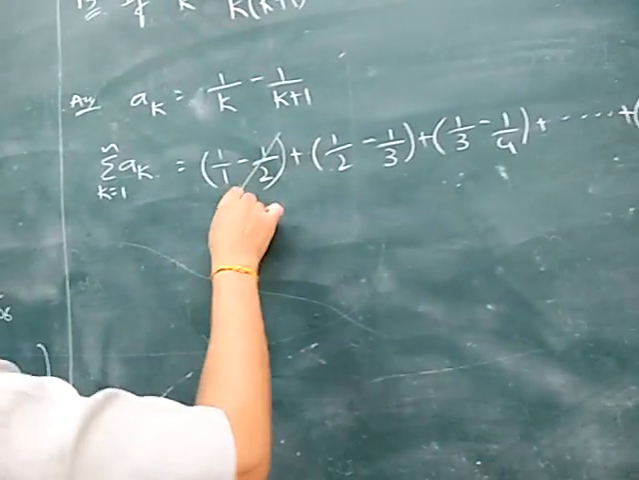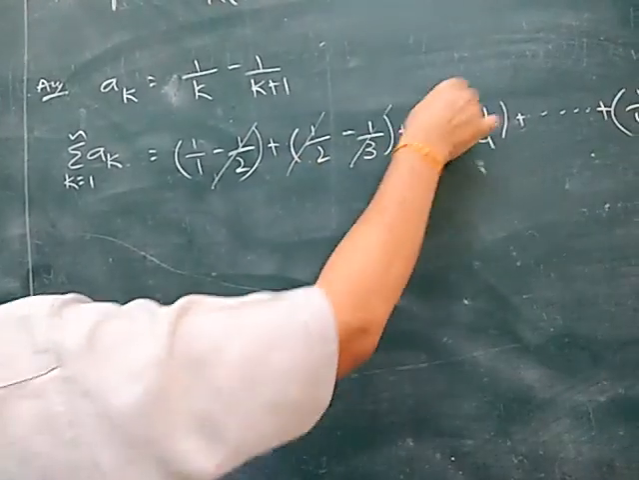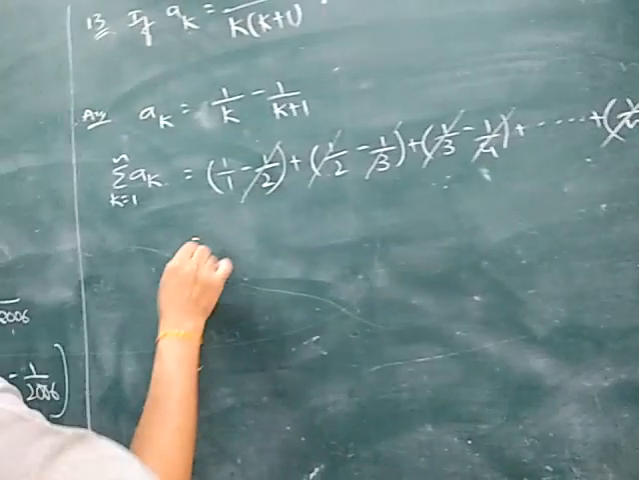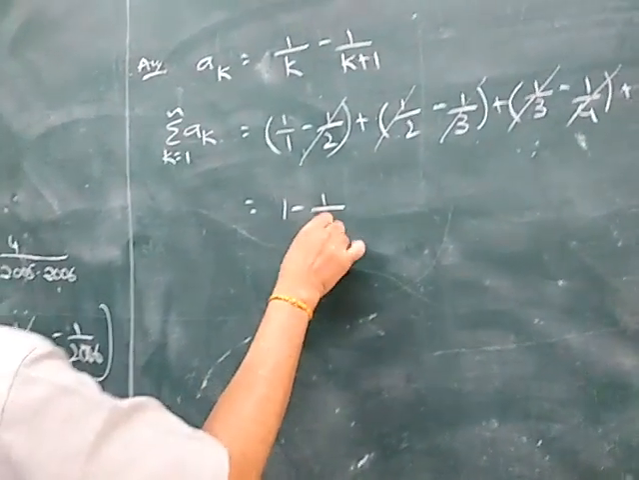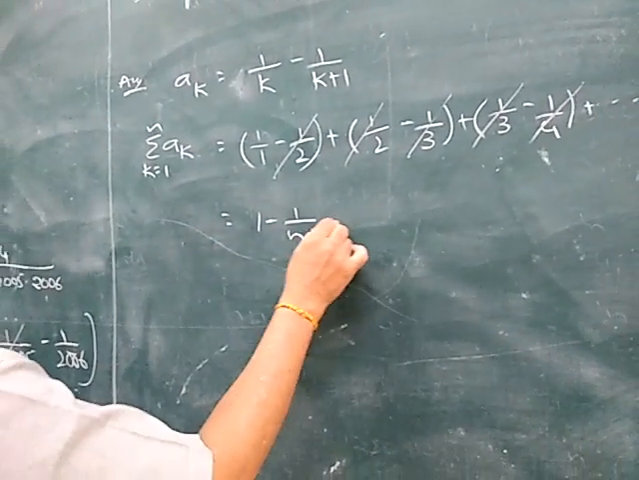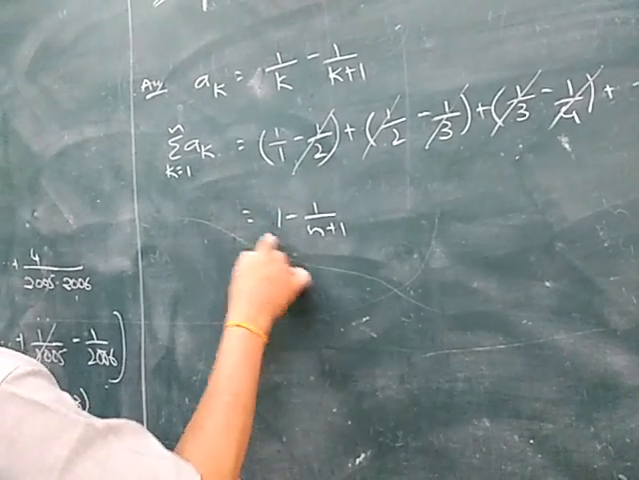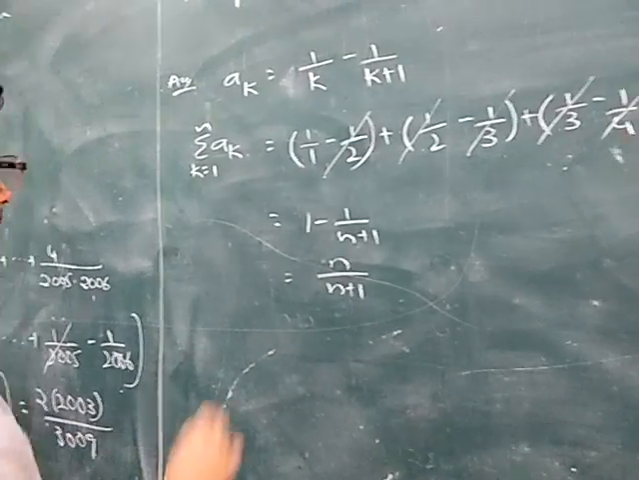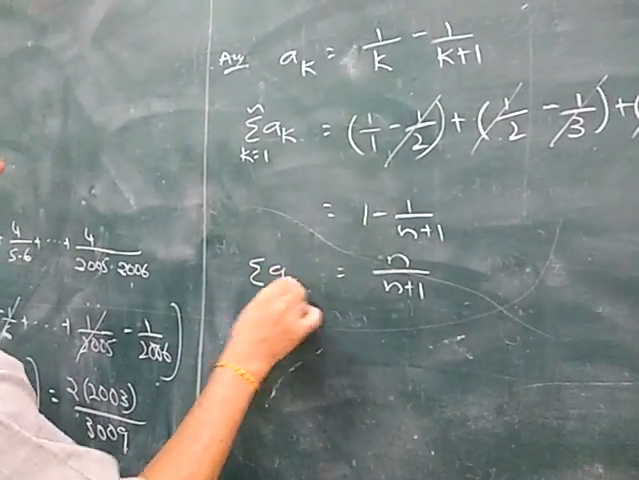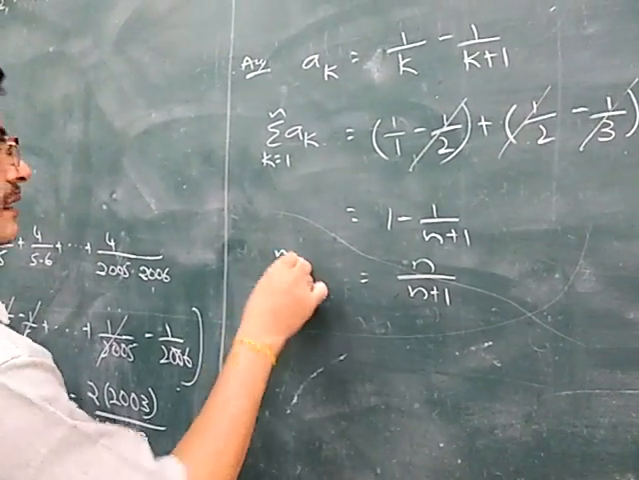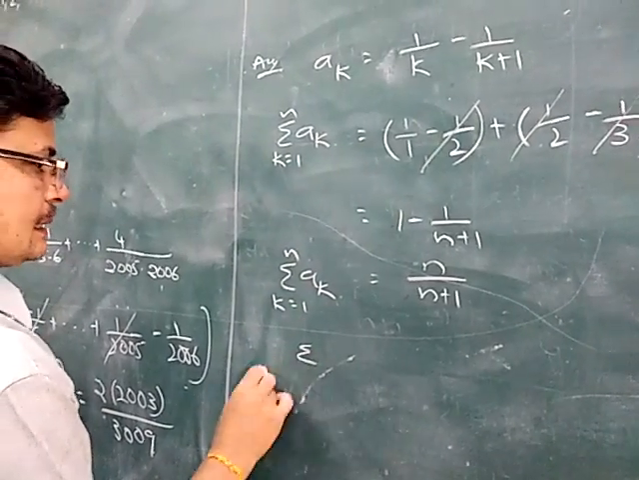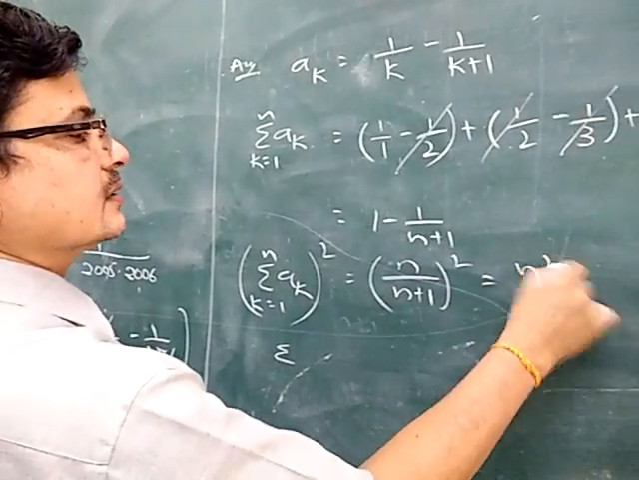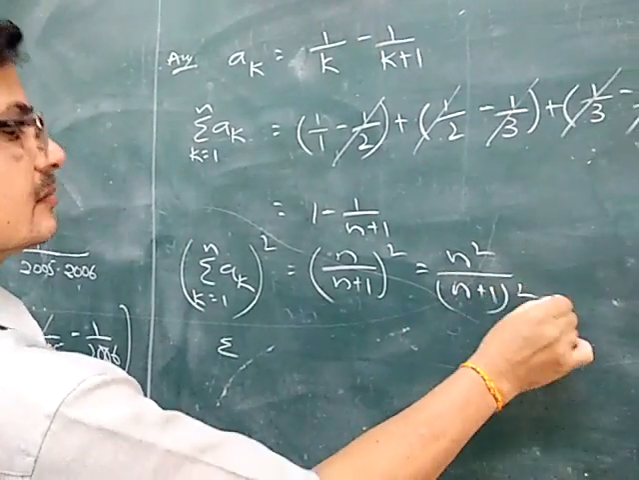Here minus 1 by 2 plus 1 by 2 minus 1 by 3 plus 1 by 3 and cancel. Now we get 1 minus 1 by n plus 1, that is equal to n by n plus 1. That is sigma ak, k is equal to 1 to n. Now sigma whole square, that is n squared by n plus 1.